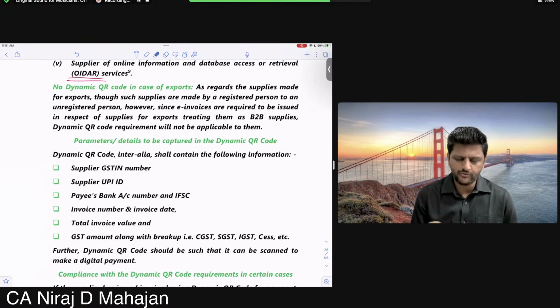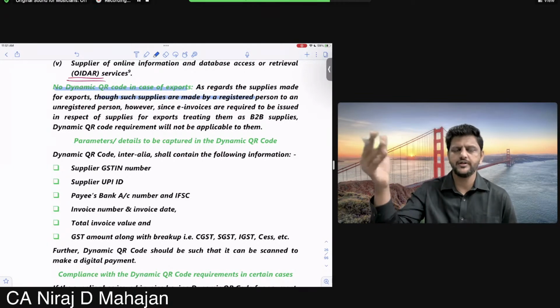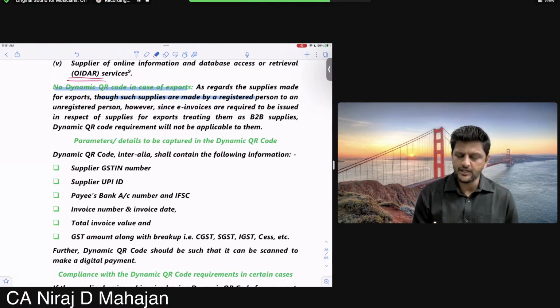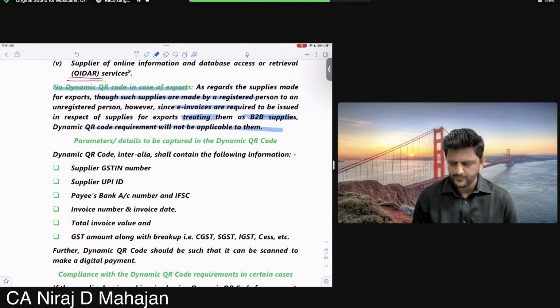No dynamic QR code for exports. As regards supplies made for exports, such supplies are made by a registered person to an unregistered person because he is a foreigner, no? That foreigner is not registered under GST. E-invoice is required or not required? On imports it was not required. On exports, yes. E-invoices are required to be issued in respect of supplies for exports, treating them as B2B. So dynamic QR code will not be applicable to them.